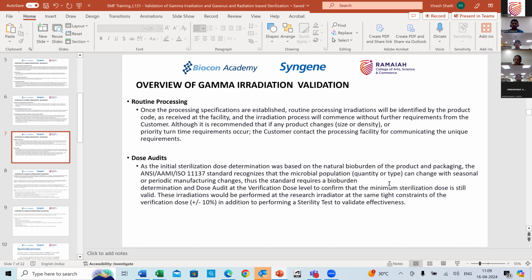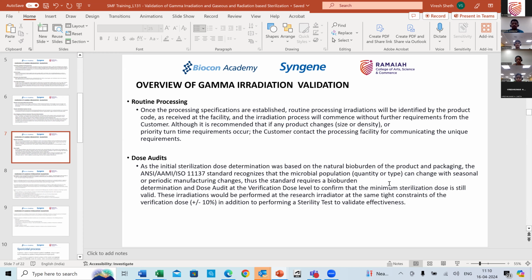And at that point in time, you will go to a research irradiator. You cannot go to plant scale equipment, correct? So you will use a research irradiator and you will take the verification dose. So now, what verification dose had you taken? You had said I want to use 22 kilograys plus or minus, let's say, 5 kilograys. You determine this as a range for the routine process. Now you will make a tighter tolerance when you do the check, when you are doing the audit.